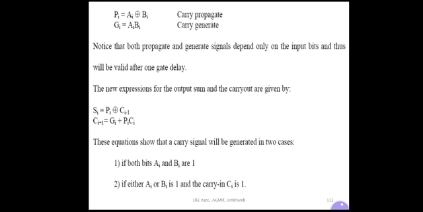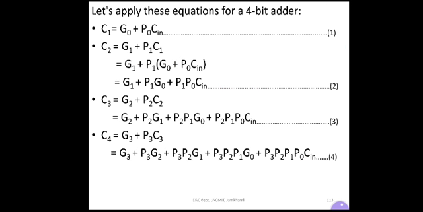Ci plus 1 is equal to Gi plus Pi into Ci. So based on this equation, C1 is equal to G0 plus P0 into Cin. Now C2 is equal to G1 plus P1 into C1. Just increase the index.